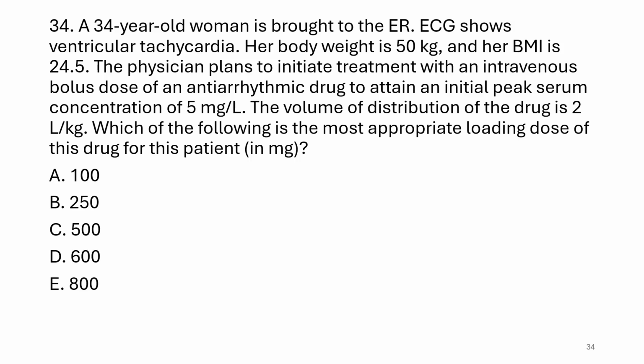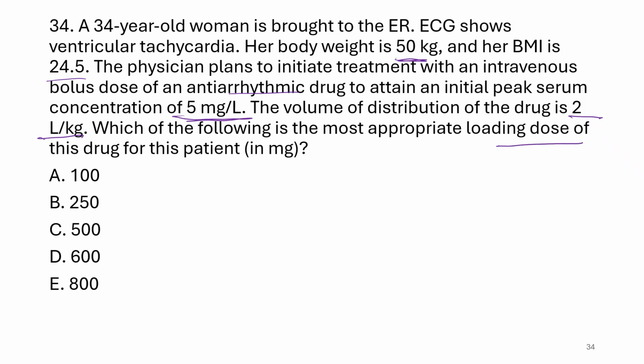Question number 34. A 34-year-old woman is brought to the ER. EKG shows ventricular tachycardia. Her body weight is 50 kgs. BMI is 24.5. The physician initiates treatment with an intravenous dose of an antiarrhythmic agent. Plasma concentration is 5 milligrams per liter. Volume of distribution is 2 liters per kg. Which of the following is the most appropriate loading dose?